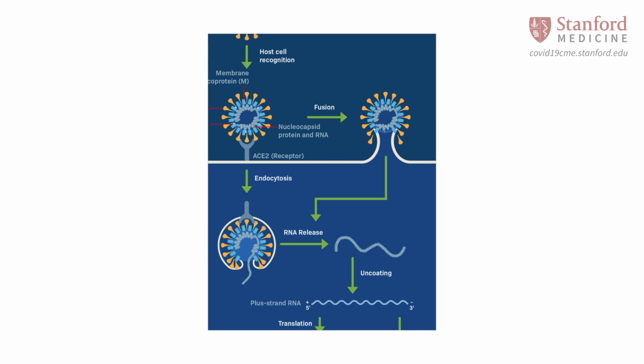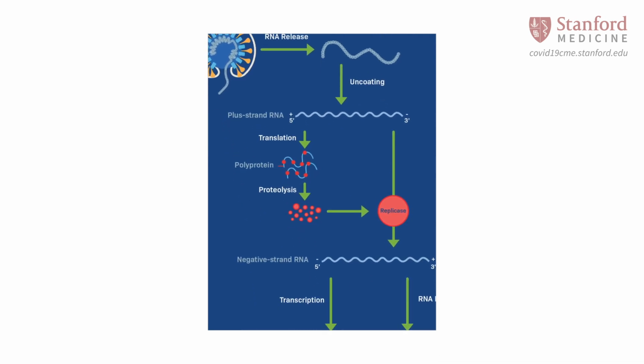After spike activation and membrane fusion, the single positive strand of viral RNA is released into the host cytosol. There, in step 3, it is translated by host ribosomes into large polyproteins. These are immediately proteolyzed into smaller pieces by the activity of 2 embedded proteases. The pieces then assemble to form the RNA-dependent RNA polymerase, or replicase.